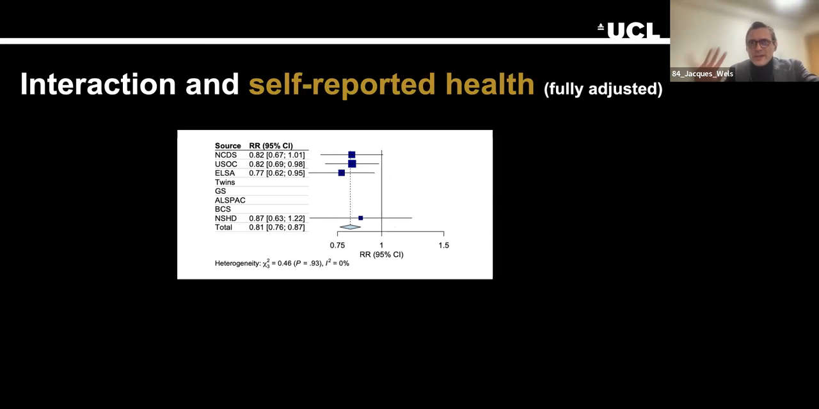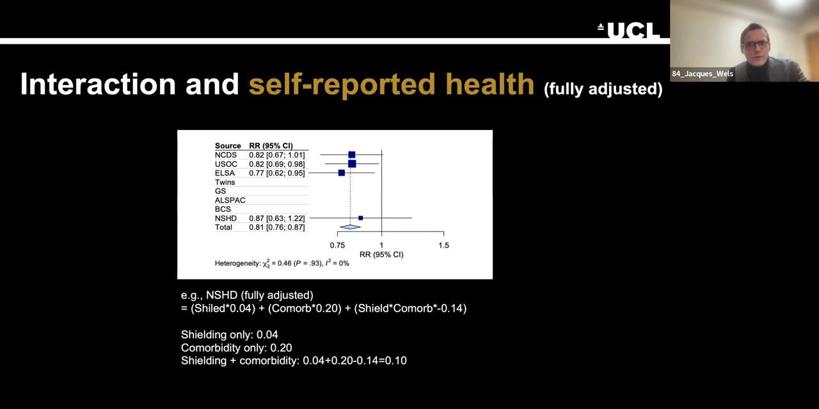Basically, when we're looking at the interaction term between shielding and health condition, we have a significant negative relative risk ratio. So if I give you the example of NSHD, for the full model we obtain a relative risk ratio of 0.4 for shielding. This is for the main effect. Main effect for comorbidity, that is 0.20.